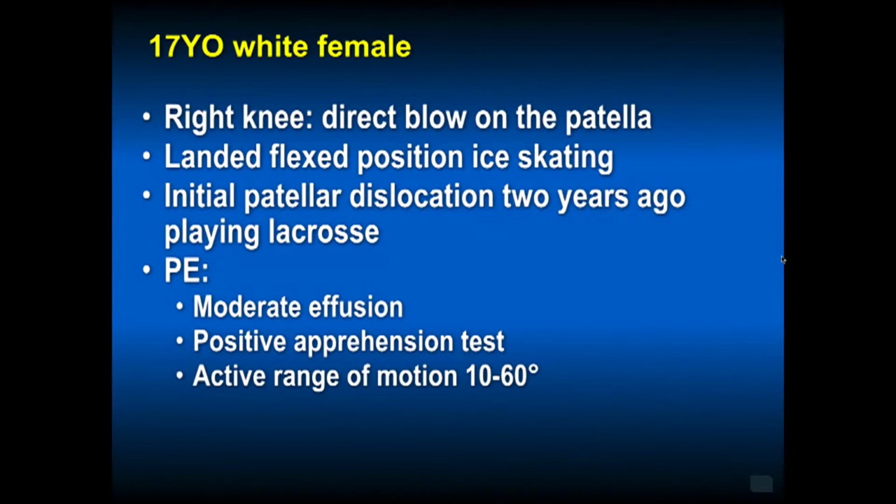This is a 17-year-old with a direct blow to the patella when she was ice skating. She had a previous injury 2 years before playing lacrosse, but had done okay in those interim 2 years. She had a moderate effusion. She didn't like it when we did luxation maneuvers, pushing the patella laterally. Her active range of motion was 10 to 60, and she had just had this injury a day before.